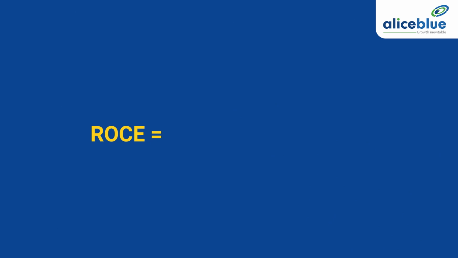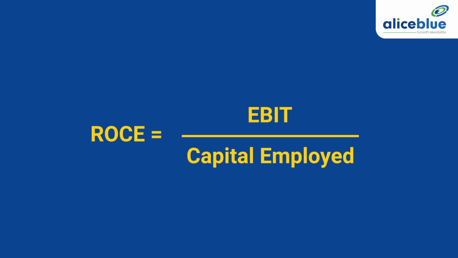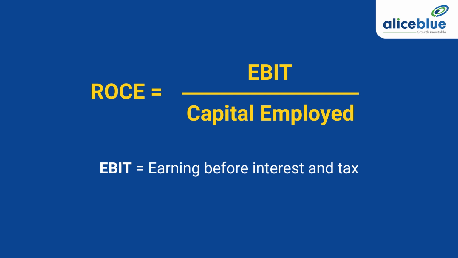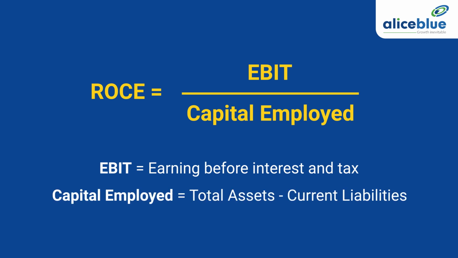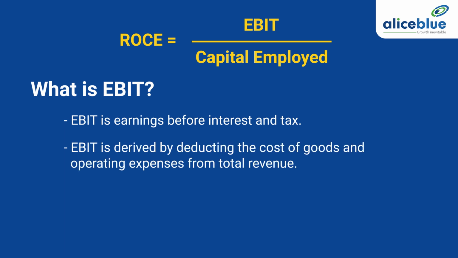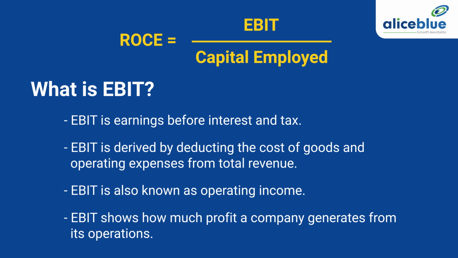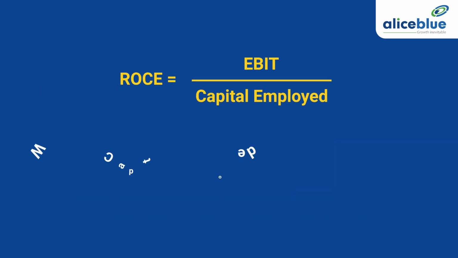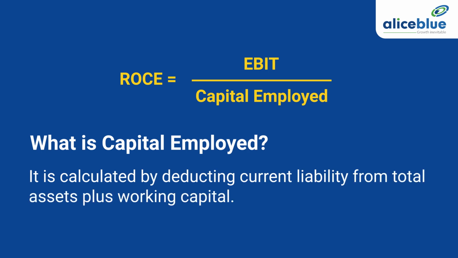Now let us find out how ROCE is calculated. ROCE is equal to EBIT divided by capital employed, where EBIT is earning before interest and tax. Capital employed is total assets minus current liabilities. So now what is EBIT? EBIT is earnings before interest and tax. EBIT is derived by deducting the cost of goods and operating expenses from total revenue. EBIT is also known as operating income. It shows how much profit a company generates from its operations. Now let's see what is capital employed. It is calculated by deducting current liability from total assets plus working capital. That was the formula to calculate ROCE.